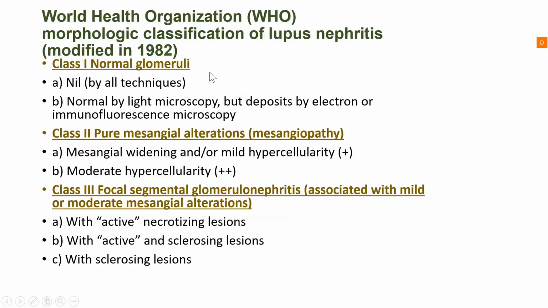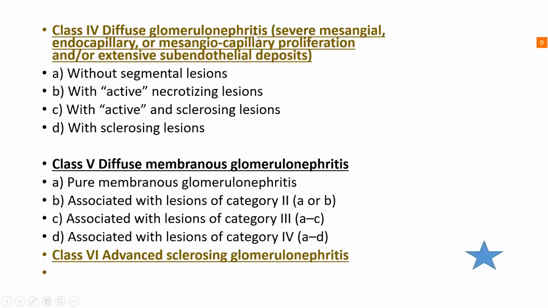Class 1, nil or normal glomeruli. So, normal by light microscopy or all techniques. So, there won't be much of deposits. Class 2, pure mesangial alterations are present. Mesangial widening, hypercellularity, or moderate cellularity. Focal segmental associated with mesangial alterations. Necrosis can be present, sclerosis can be present. And type 4 is diffuse with active necrotizing lesion, active sclerosing lesions. And diffuse membranous associated with all the 3 categories mentioned earlier. And class 6 is advanced sclerosing glomerulonephritis.